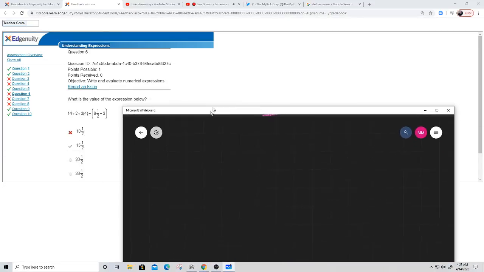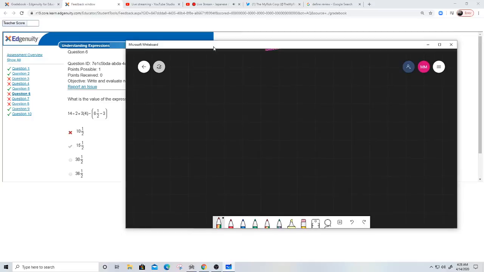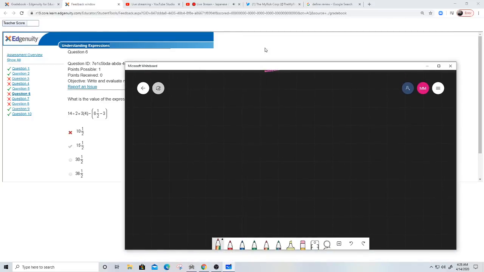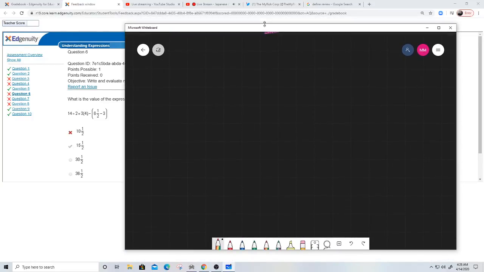What is the value of the expression below? Okay, so here all we got to do is actually just do the math. And again, these are kind of confusing because it's a lot to look at. It's a lot to take in. I'm reading 14 divided by 2 plus 3 times 4 minus another one, 6.5 minus 3.